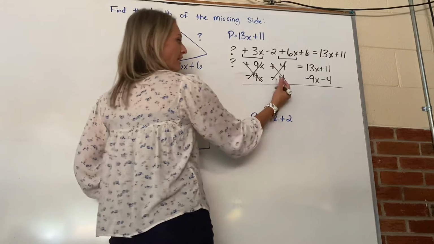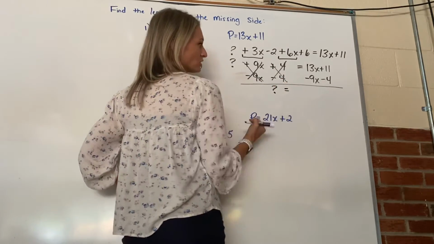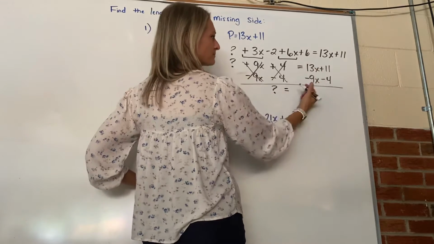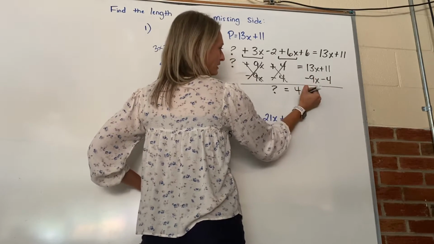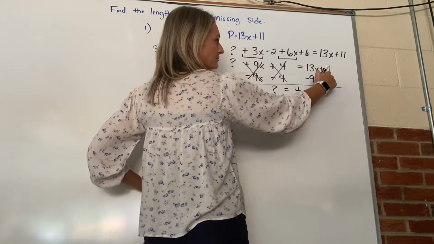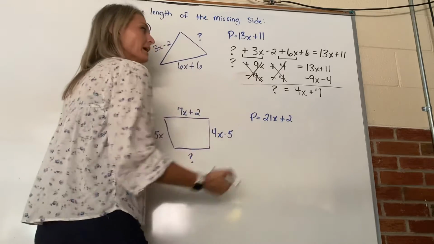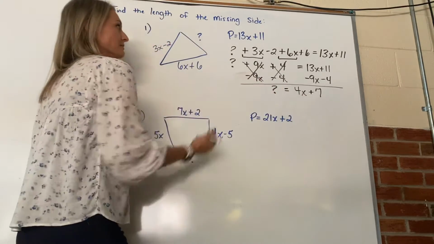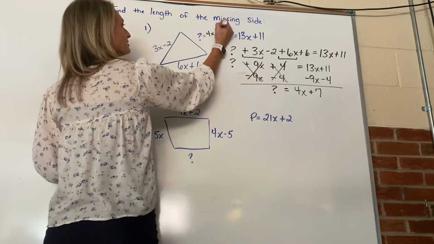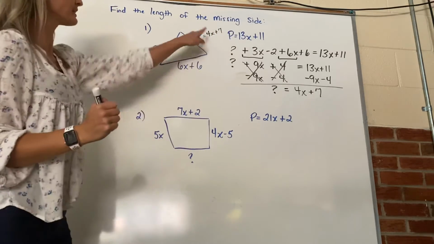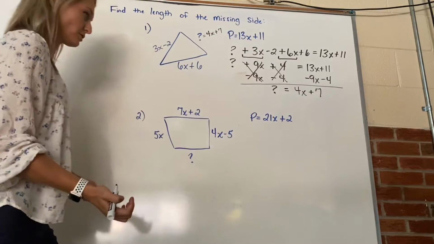And notice I have the side I'm looking for by itself, and then I just have to figure out what this is. So 13x minus 9x is 4x, and then 11 minus 4 is a positive 7. So that is my missing side, okay? So my missing side is 4x plus 7. So that means if I added all of these up, it should equal that. So that's the way to check that answer, okay?